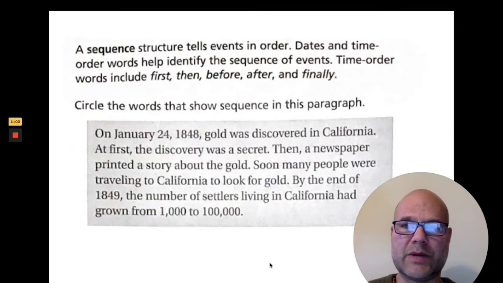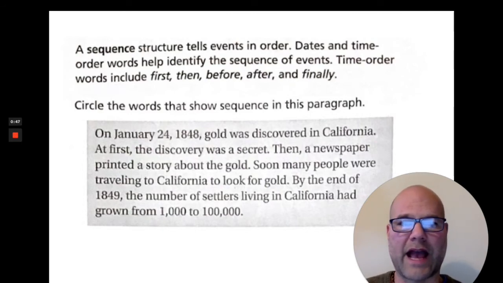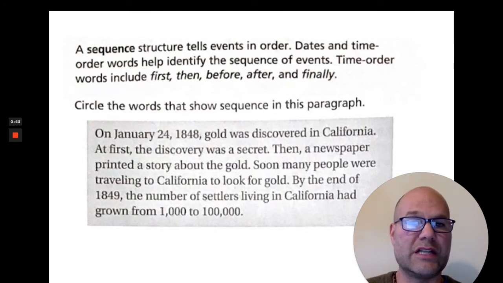A sequence structure tells events in order. Dates and time order words help identify the sequence of events. Time order words include first, then, before, after, and finally. Circle the words that show sequence in this paragraph.